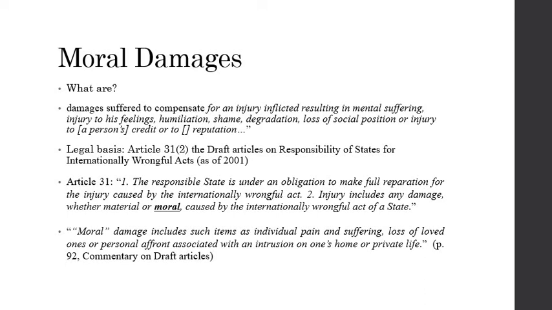Article 31 states: 1. The responsible state is under an obligation to make full reparation for the injury caused by the internationally wrongful act. 2. Injury includes any damage, whether material or moral, caused by the internationally wrongful act of a state. Commentary to the draft articles provides an inclusive definition of moral damages. It says moral damage includes such items as individual pain and suffering, loss of loved ones, or personal affront associated with an intrusion on one's home or private life.